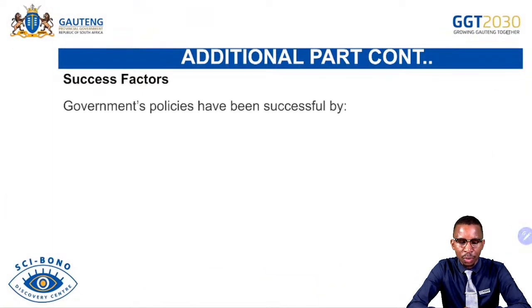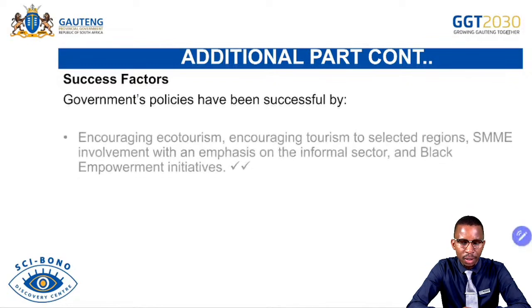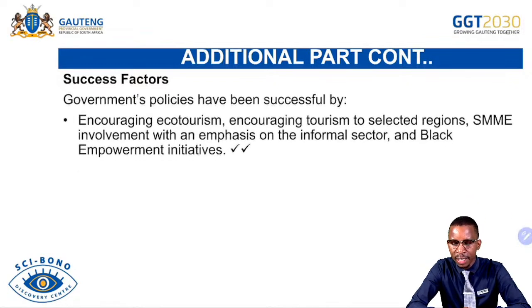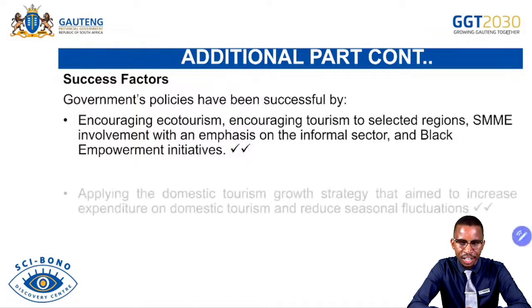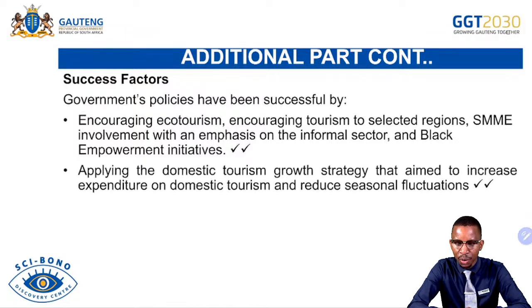And then, still continuing, government policies have been successful by encouraging ecotourism, encouraging tourism to selected regions, SMME involvement with an emphasis on the informal sector and Black empowerment initiatives, applying the domestic tourism growth strategy that aimed at increasing expenditure on domestic tourism and reducing seasonal fluctuations.